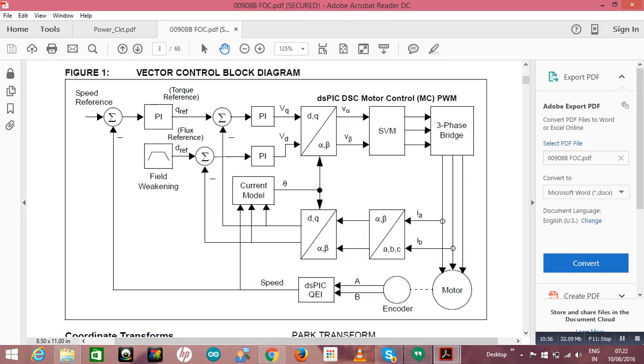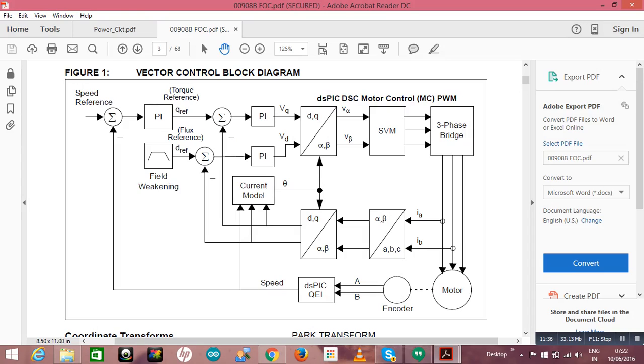And this is your speed reference, at what speed I want to rotate the machine, and the feedback I am taking from the incremental encoder. It generates the error signal, then this is my PI. If you are able to tune it properly, it will give you the torque reference, that means the quadrature axis current reference. This quadrature axis current reference is compared with the actual quadrature axis current, and you generate the error.